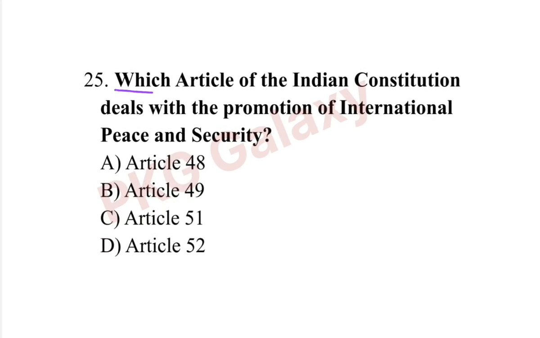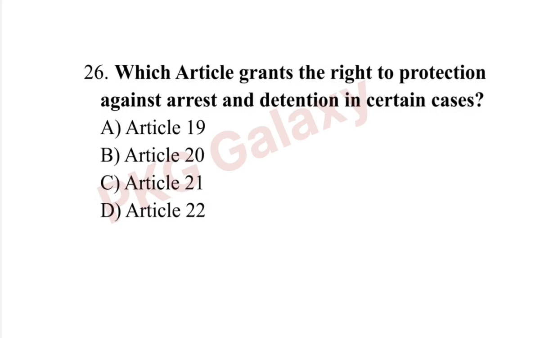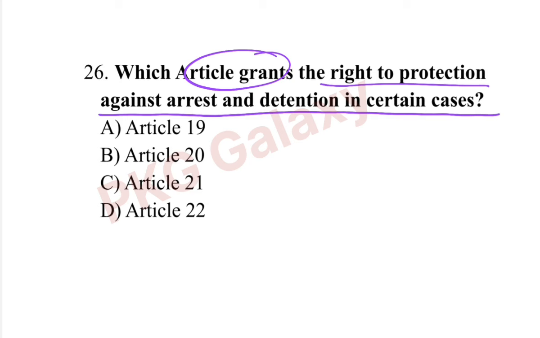Next question. Which article of the Indian Constitution deals with the promotion of international peace and security? The correct answer is option C, Article 51. Which article grants the right to protection against arrest and detention in certain cases? The correct answer is option D, Article 22.